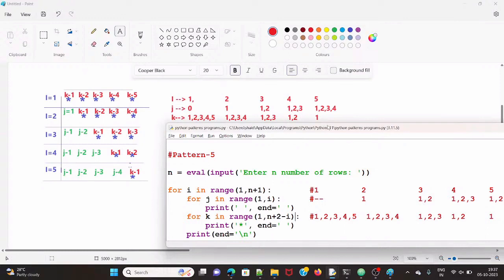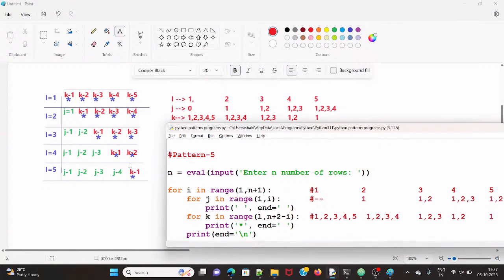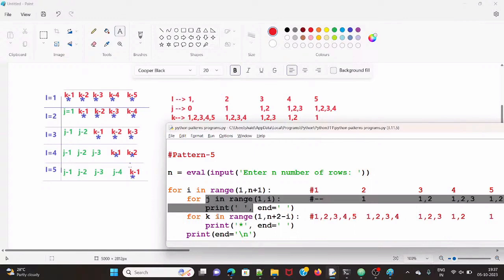Okay, right. So, if it's clear, guys, then let's go for one more pattern. First, no spaces are displayed. Why no spaces? 1 comma 1 means no iterations, no values. That's why no iteration, and that's why first, no space will display. And how many stars are displaying? First, no spaces, 5 stars.